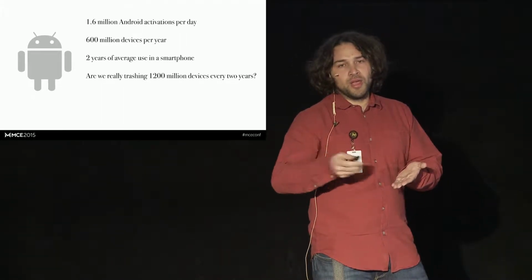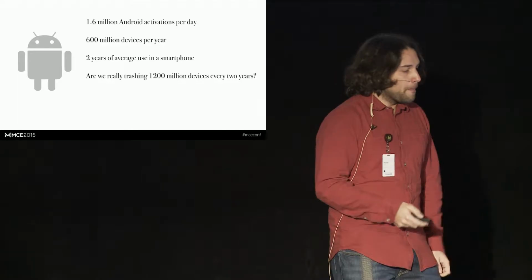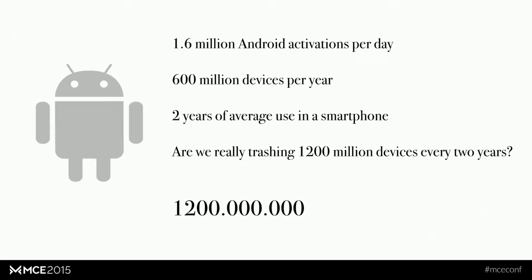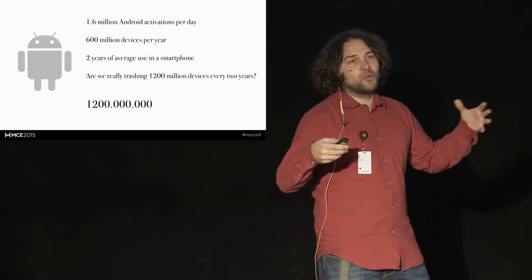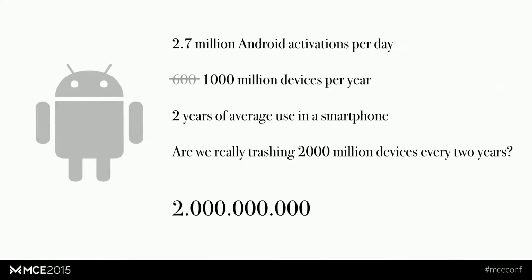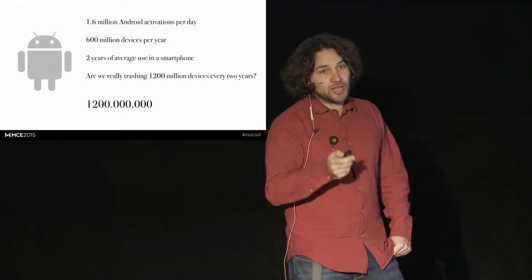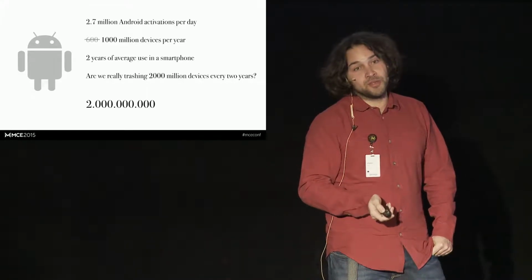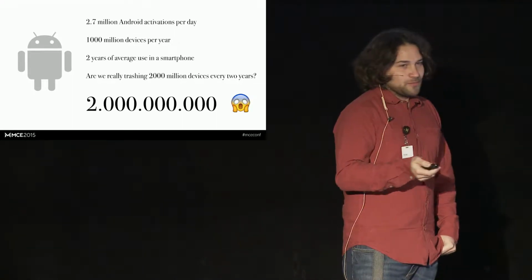If you count other companies, other manufacturers, other operating systems, the number increases so much more. So this number for me is really shocking. It's a huge number. You cannot imagine how many devices. I don't think you can fit this whole theater with all the phones that we are throwing away every 2 years. The thing is, 2 days ago, I was reading that it's not 1.6 million. Basically, they are activating right now 2.7 million Android devices per day, which is crazy. Yeah, and this makes me sad.